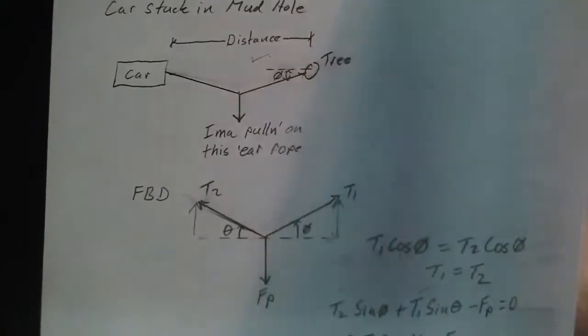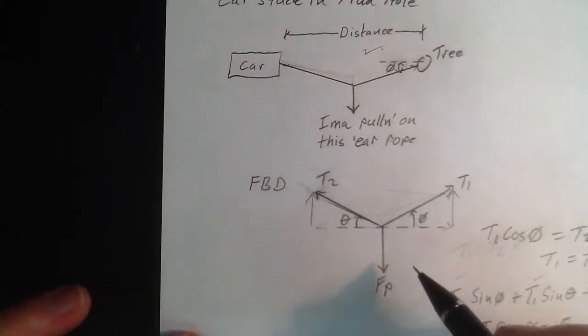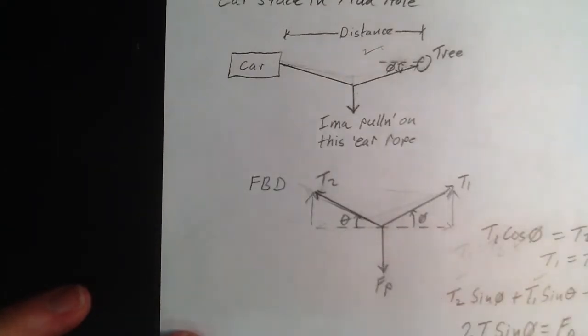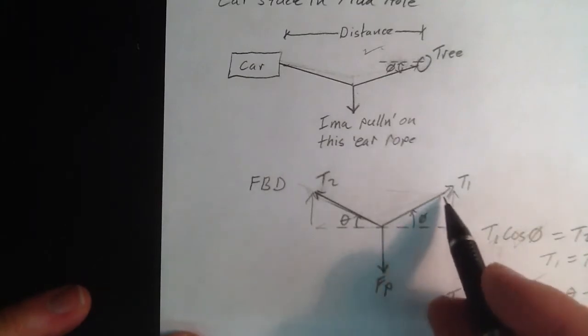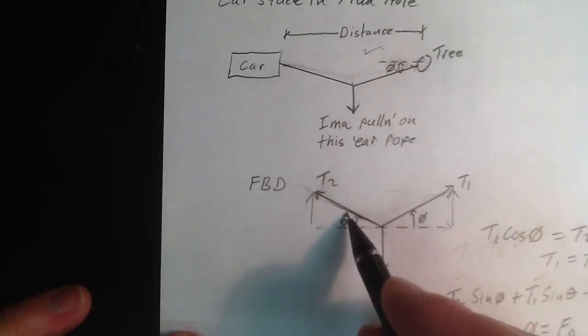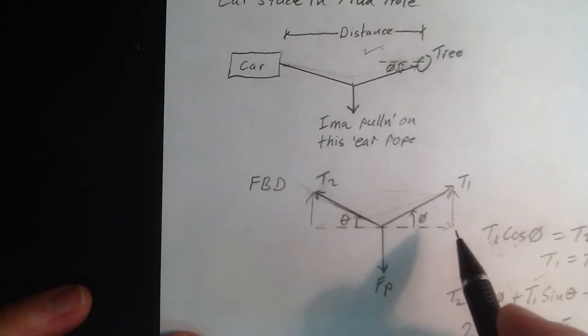And this is what we come up with as far as our free body diagram. And we've seen this before many, many times over. The fact that this is symmetrical is going to help us. But the main issue is we know that this tension and this force vector are all in equilibrium. That means all their components must equal 0.